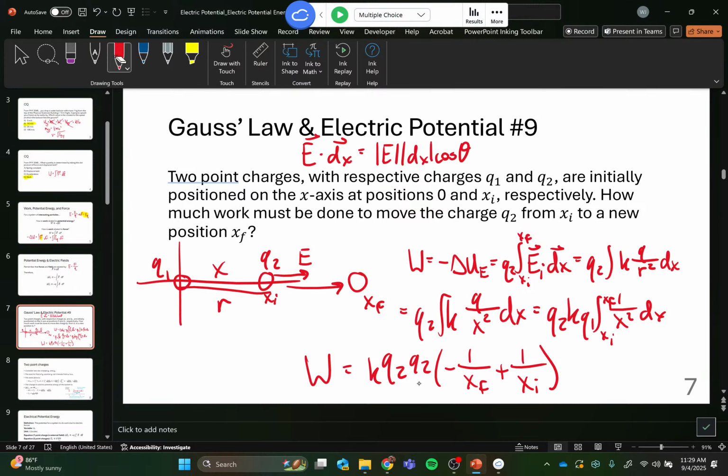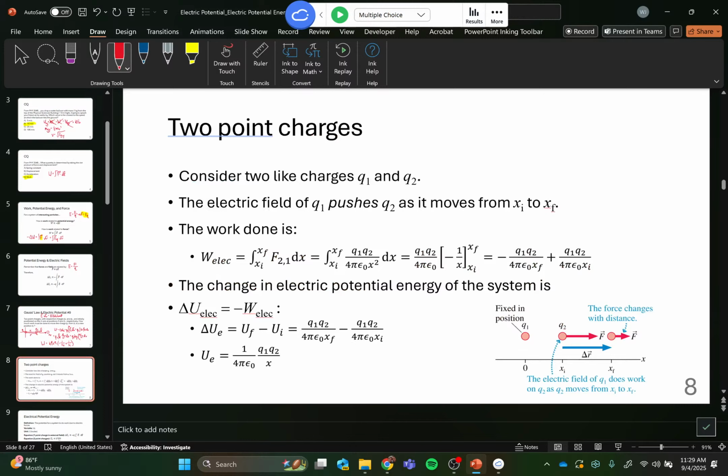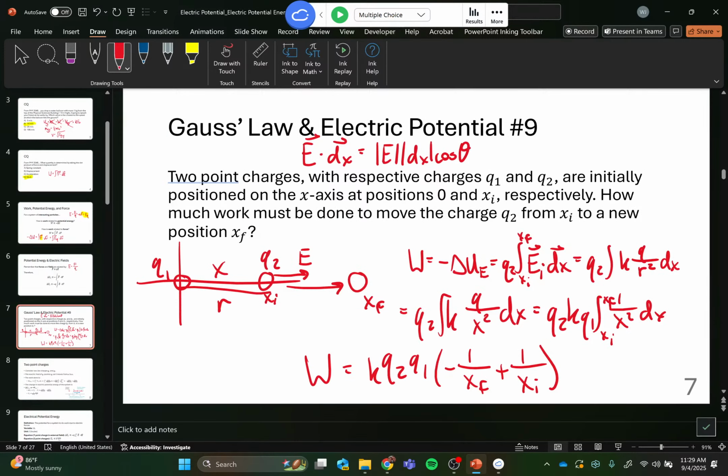Because I typo. Great question. Thanks for catching that. Q1, Q2. One makes the field, one experiences the field. All right. So, can you go back here? Yeah. Is that Q1 on the numerator there? Yeah. This one's Q1. Yep.